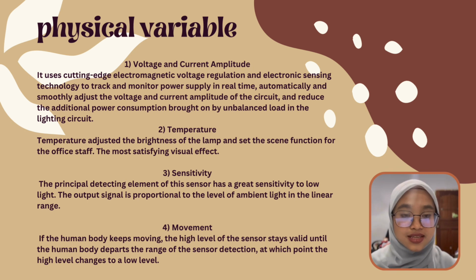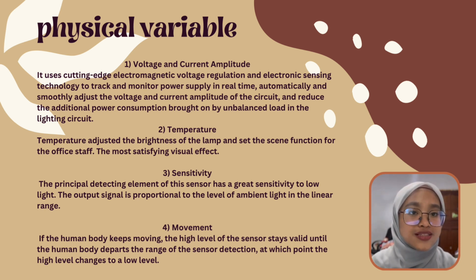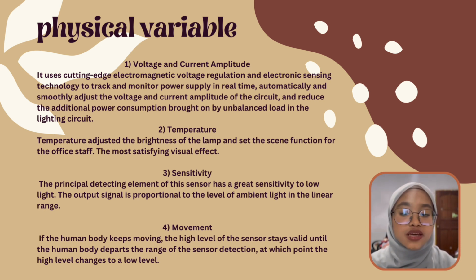Next, sensitivity. Sensitivity is used in the illumination sensor. A 16-bit analog to digital converter is integrated within the module. Without doing laborious calculations, it can output a digital signal directly. The illumination sensor uses the photoelectric effect as its guiding basis. The principal detecting element of the sensor has a great sensitivity to low light. The output signal is proportional to the level of ambient light in the linear range.